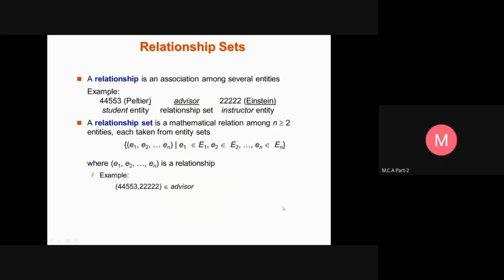Okay, so a relationship is an association among several entities. For example, we have a relationship called advisor between the entity set student and the entity set instructor. If we look at this particular value, we interpret the statement that 44553, 22222 belongs to advisor as saying that the student with this identification has an advisor with this identification from instructor. In other words, we say Peltier is being advised by Einstein.